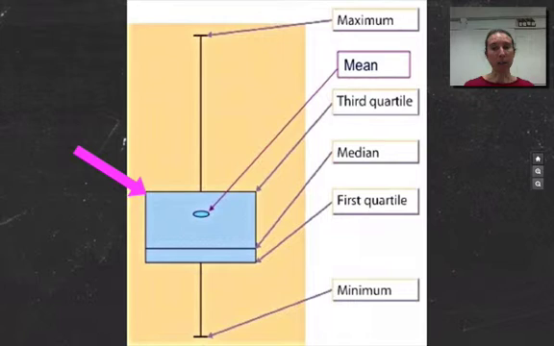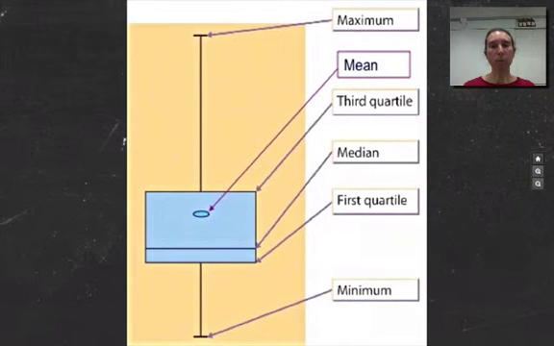So the box in the middle indicates the interquartile range, ranging from the first quartile to the third. The median is the line across the middle of that box. And then the whiskers extend out to the minimum and the maximum. So it shows where most of the data is, and where it extends out to the highest and the lowest point. Sometimes we include the mean on there as well, not always.